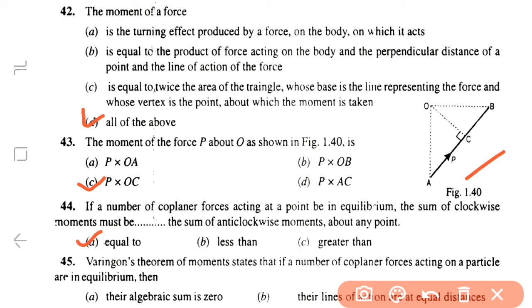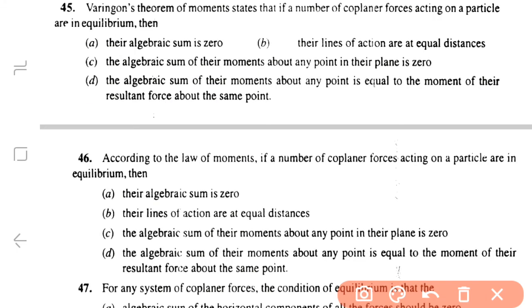So next question is question 45. Varignon's theorem of moments states that if a number of coplanar forces acting on a particle are in equilibrium, then here friends these are the options, and here correct answer for this question is option D, that is the algebraic sum of their moments about any point is equal to the moment of their resultant force about the same point.